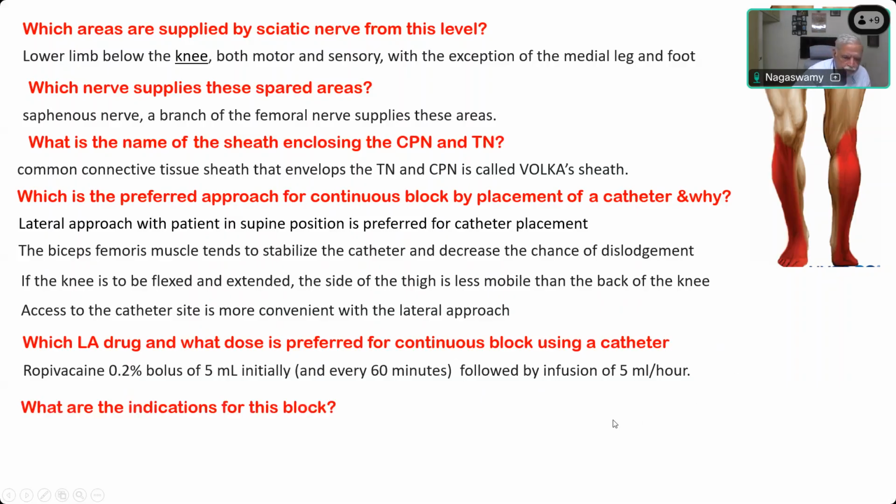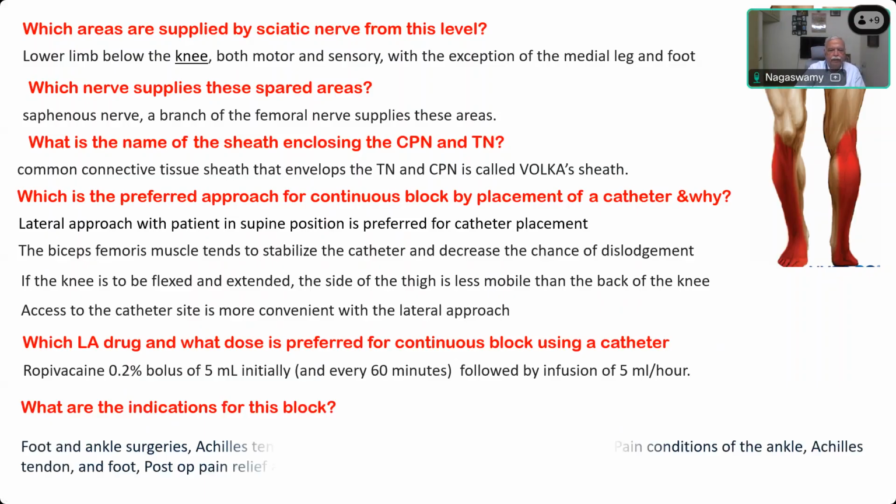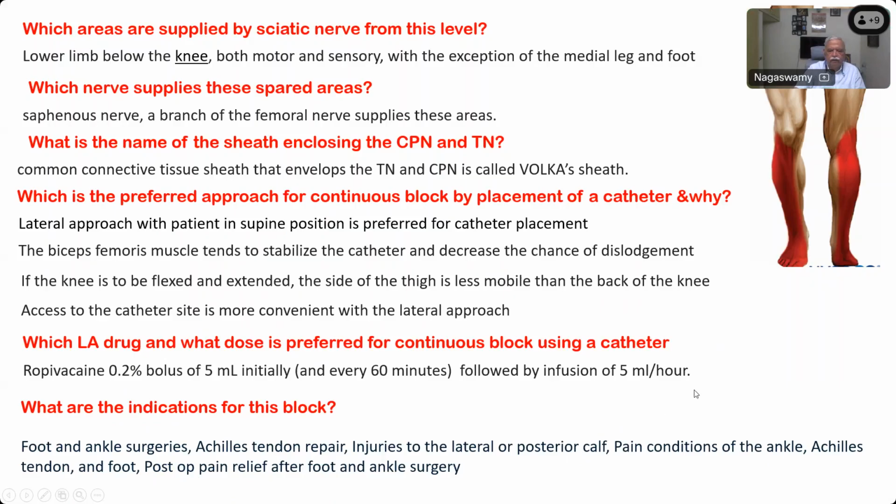What are the indications for this block? Any continuous catheter technique is for mostly post-op pain, foot and ankle surgeries, Achilles tendon repair, injuries to lateral and posterior calf, pain conditions in the ankle, foot post-op pain relief, all these things are the indications. Okay, that's all.